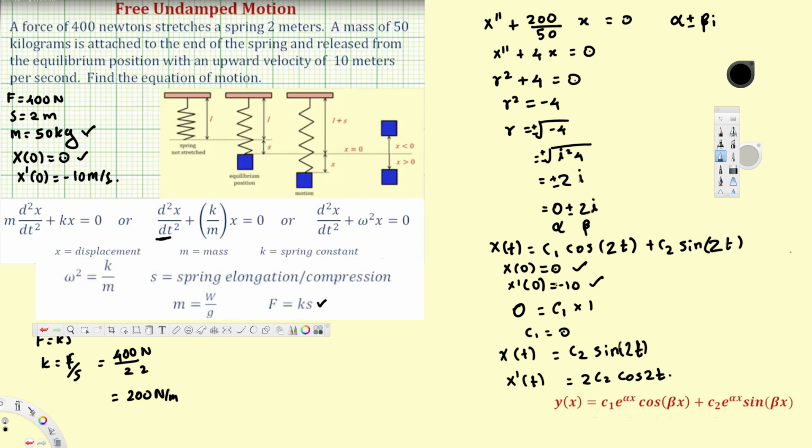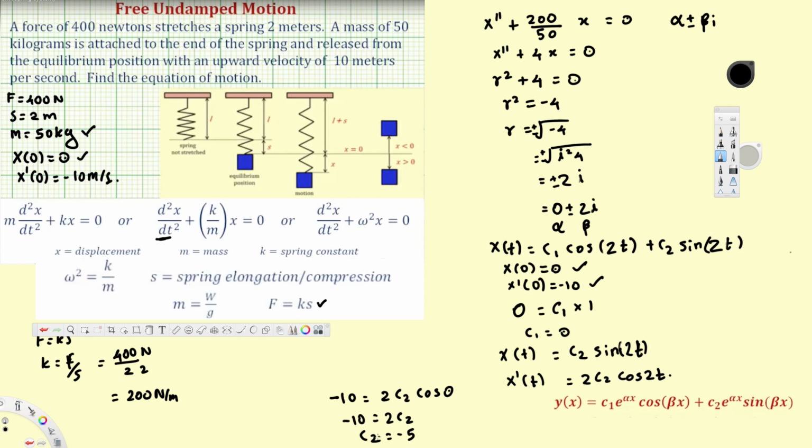Now we can use the second formula, and from this one we know that when time is equal to 0, x prime of 0 is equal to negative 10. So negative 10 is equal to 2c2 cos 0. Cos 0 is equal to 1. So from this one we know that negative 10 is equal to 2c2. Therefore c2 is going to be equal to negative 5.